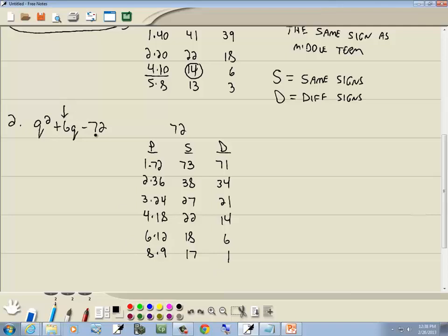Now, the number we're looking for is the number in our middle term, which is 6, which is right here, which means we're going to use 6 and 12. Now remember our note up above. The larger number in the P column that we're using, the 12, will always be the same sign as the middle term. Middle term is positive, so this will be positive. Now the number we circled is in a difference column, D for different signs, so if the 12 is positive, then the 6 has to be negative. And that's our answer.